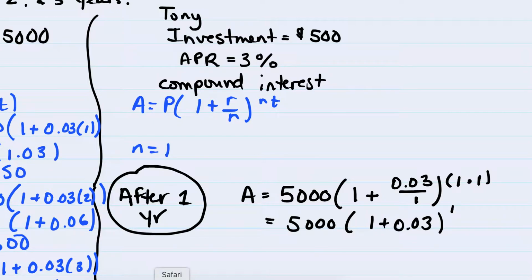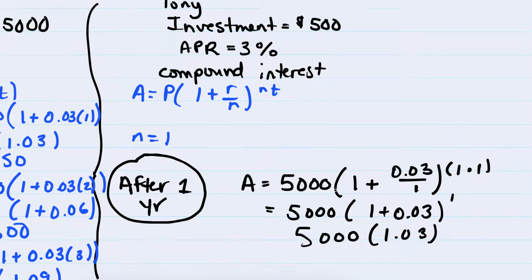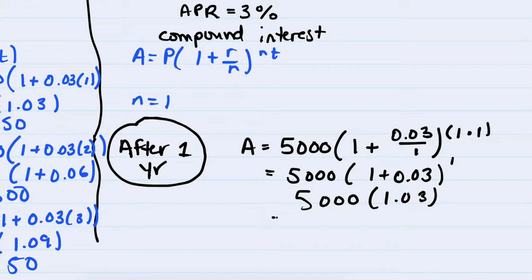So what is that? If we put it in the calculator, 5,000 times 1.03 gives $5,150. So what has happened is he's earned interest of $150. There was $5,000 in the account. He gets 3% interest, so he gets $150 extra in the account.